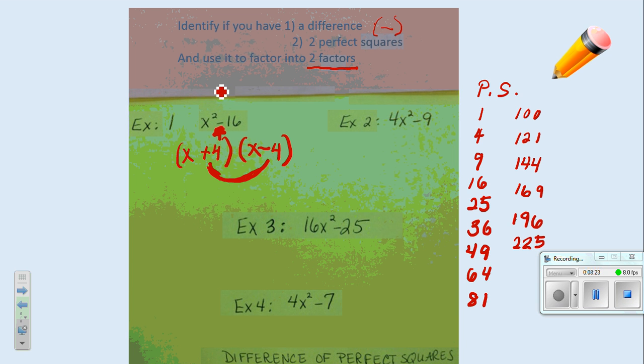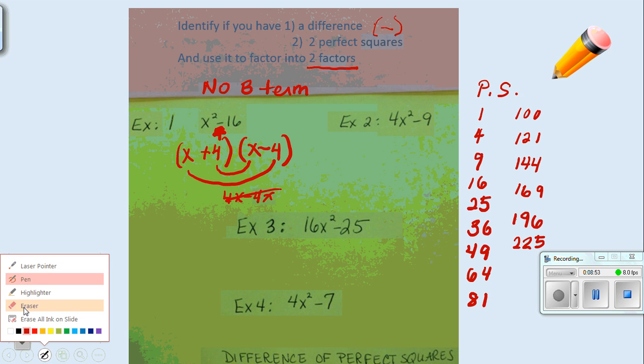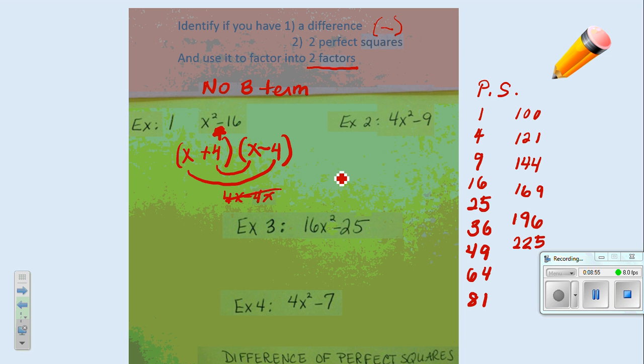Plus, if you notice, there is no b term, which means my b term needs to cancel. So if my b term is going to cancel, let's show you that b term canceling. That's this little nose and this little mouth. 4x and negative 4x, they cancel out to make a 0b term, and that's what we're looking for. So if you can do that, you know you've got the right answer here. So let's go ahead and do the next one.